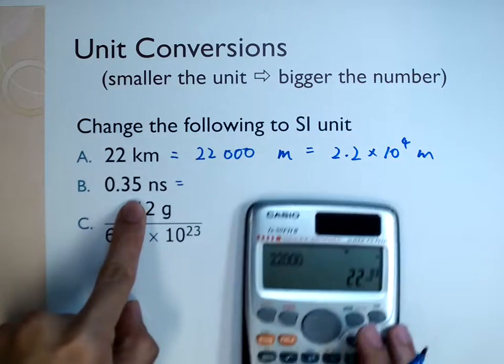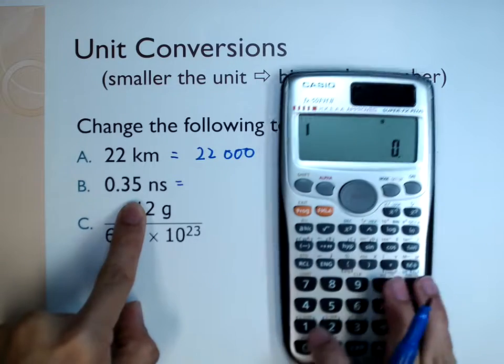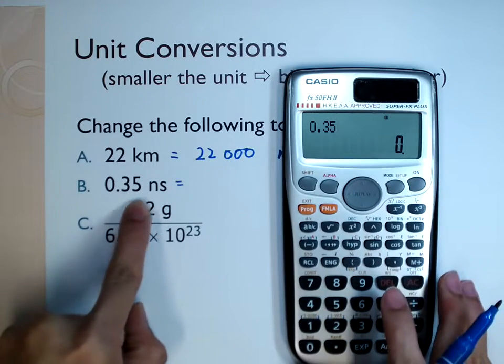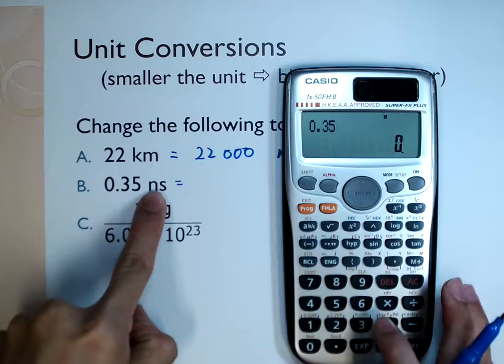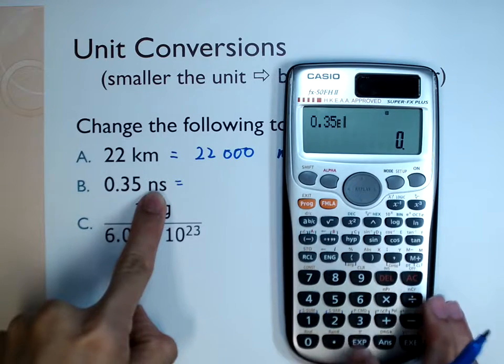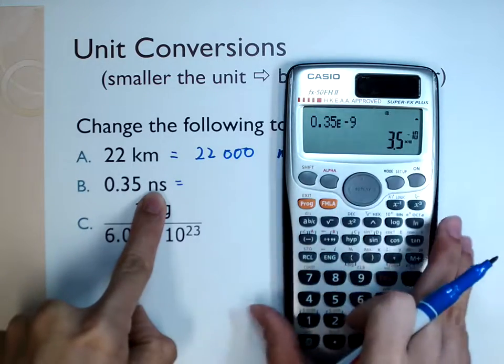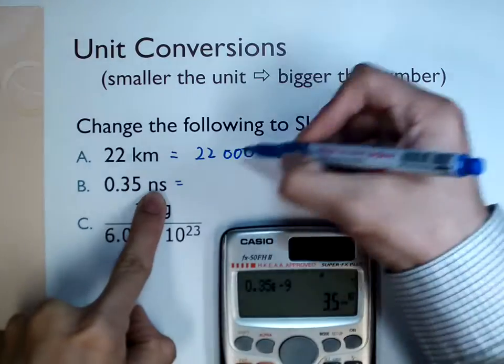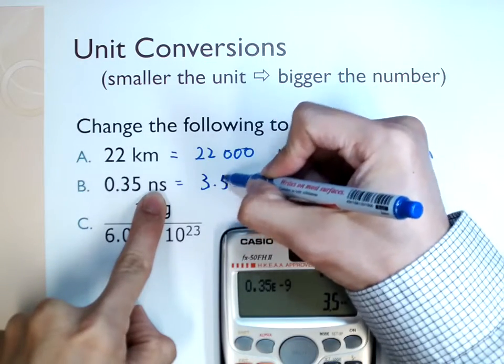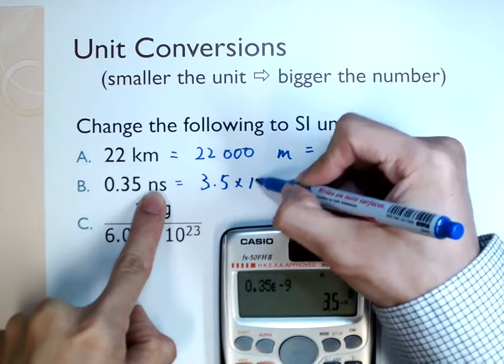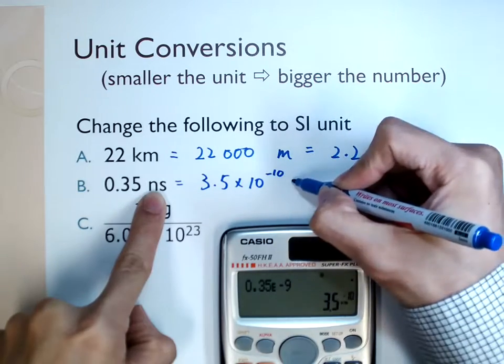So the second question. For the second question, this is a little bit more complicated. So you need to know what n is. N is actually nano. So this is 10 to the power negative 9. So we have this one. Now immediately you get the answer again. So this is actually 3.5 times 10 to the power negative 10 second.